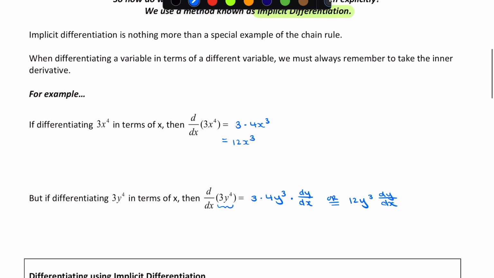Again, same concept as what we used in terms of chain rule: the derivative of the outside times the derivative of the inside.